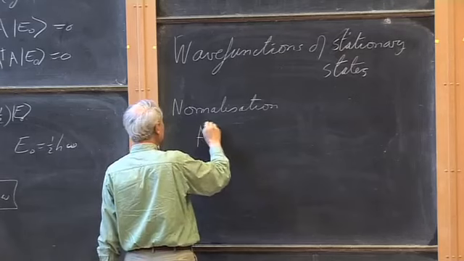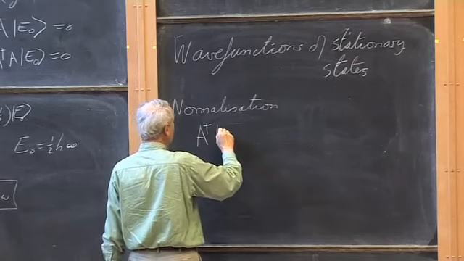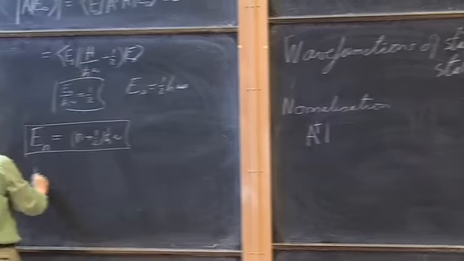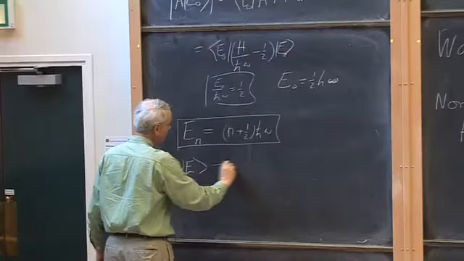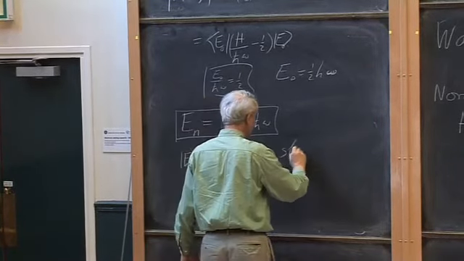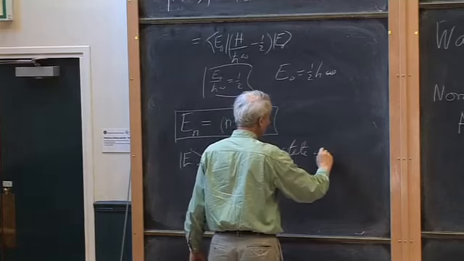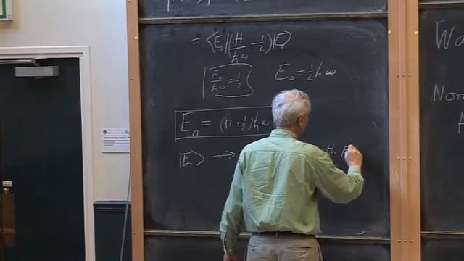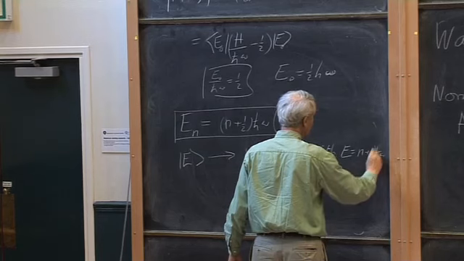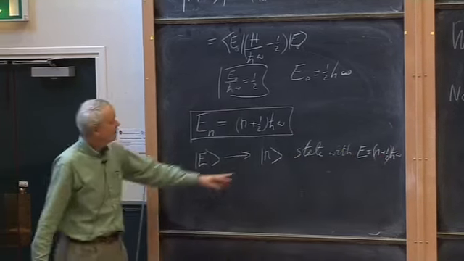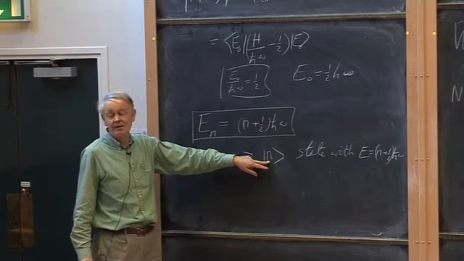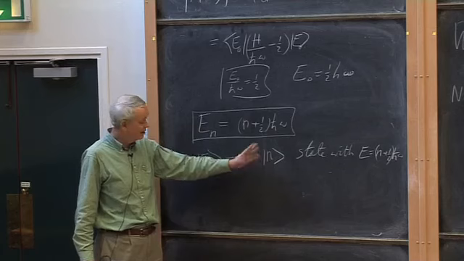A dagger on, and I'm going to introduce a new notation, right? We're going to say what previously I'd called E is going to go to N. So this is the state with E equal N plus a half h bar omega. We could write E_n in here, but everybody writes just N. It just saves energy. It works well, right?